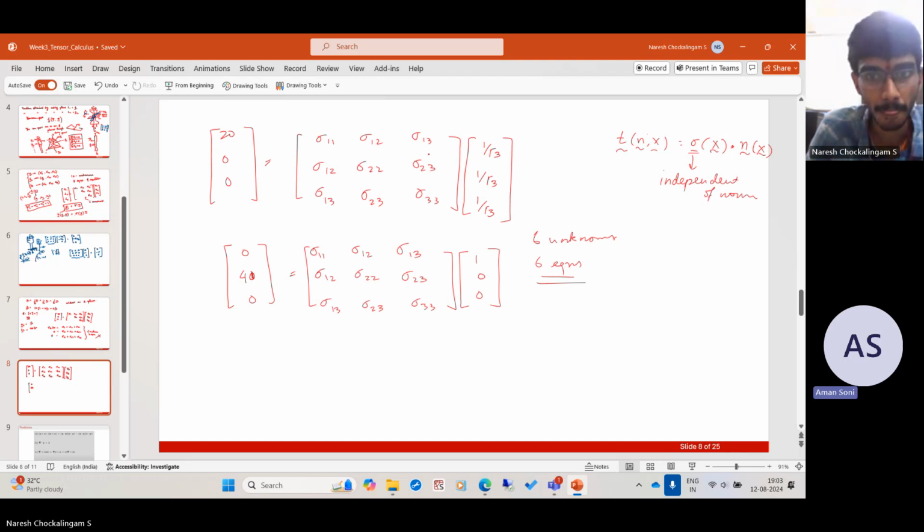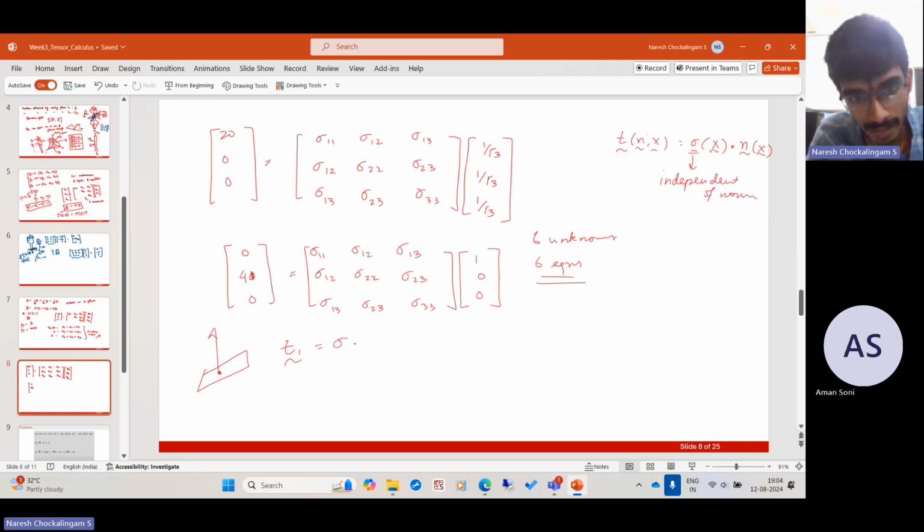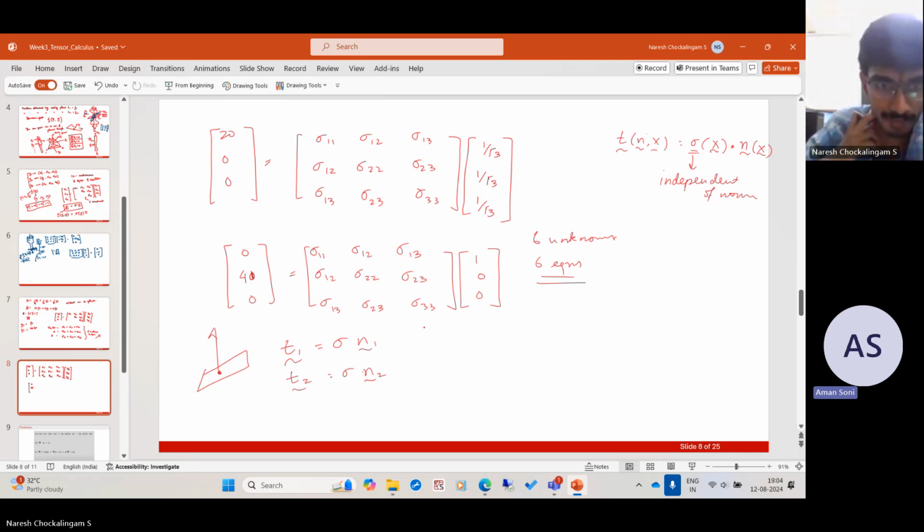So two planes are required. Because the stress tensor is symmetric, to find the stress at a point given the tractions, you need the tractions on at least two planes. You need two vector equations, T1 is equal to sigma n1 and T2 is equal to sigma n2, or 6 scalar equations, which means you need two planes on which the traction is specified.